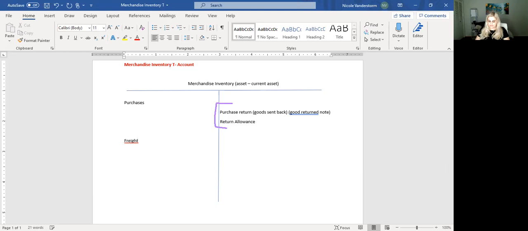Okay, guys, now what's really important to understand is that freight in is actually the cost of shipping the goods that you buy to yourself. Okay, so let's talk about this. A freighting cost would only arise if it is, let me just look at this.